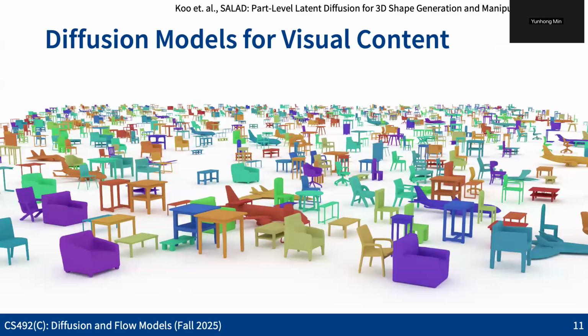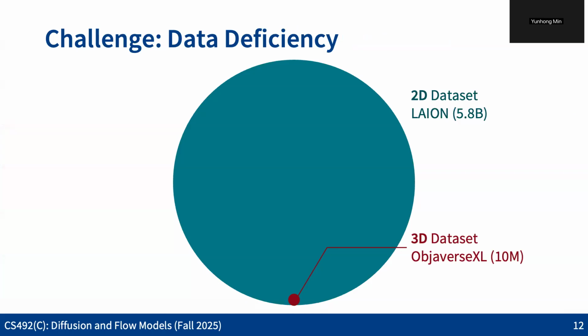So for example, how about 3D shapes? We can find 3D shapes in some online repositories, but obviously it'll be very hard to collect good quality 3D models at the scale of billions, right? If we look at the scale of public datasets, for 2D images, as I mentioned before, we have scales of 5 billion images. But for public 3D data, the biggest one is still about 10 million.